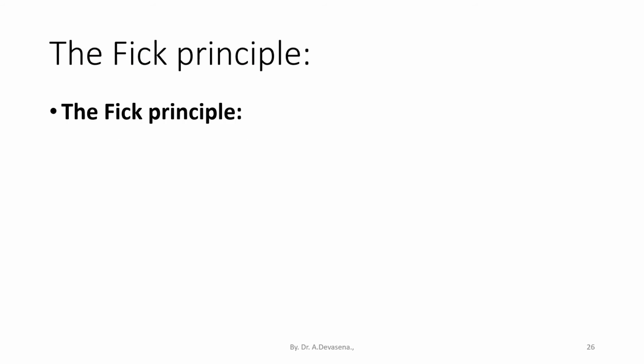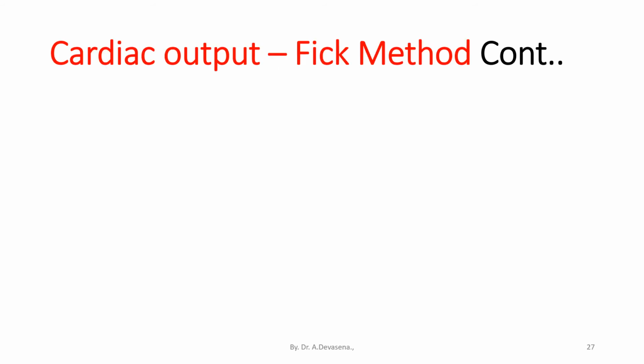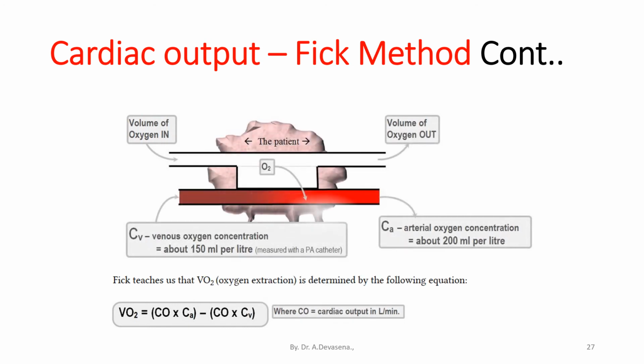The Fick principle: the total uptake or release of a substance by the peripheral tissues is equal to the product of the blood flow to the peripheral tissues and the arteriovenous concentration difference, that is, the gradient of the substance. Cardiac output Fick method representation is shown here.